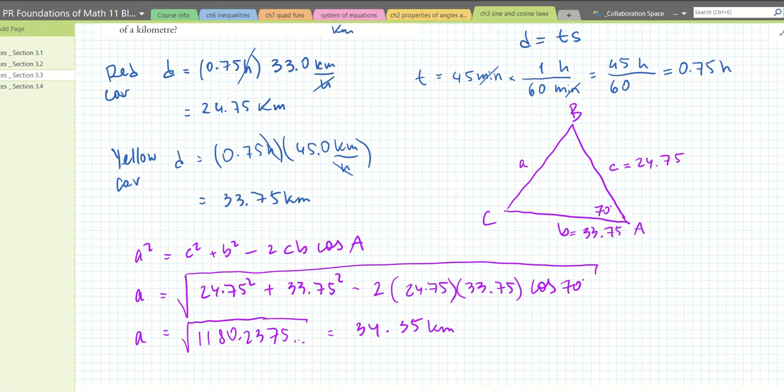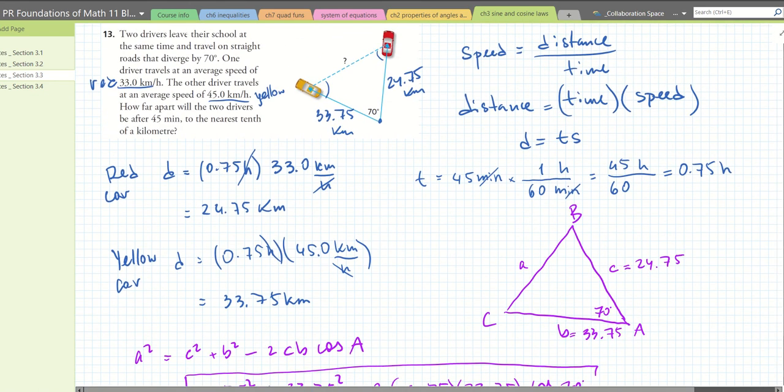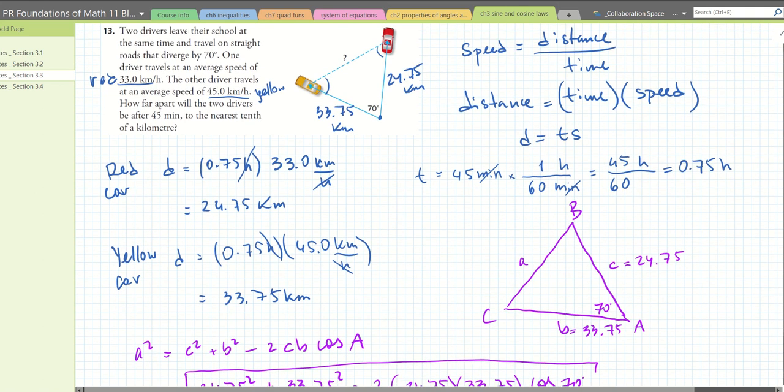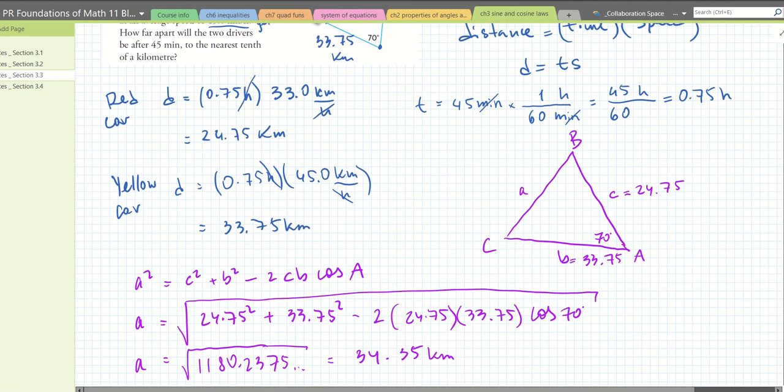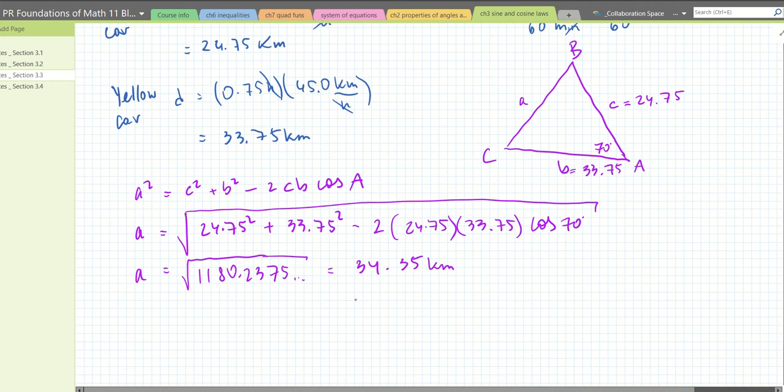So this question has quite a few steps involved here, but it's really about knowing some of the science you should know from previous grades. Now you can change this to meters if you want, but in this case we can just leave it in kilometers. So it's asking us to round to the nearest tenth. So nearest tenth, that would be 34.4. Okay, so that's going to be our final answer here.